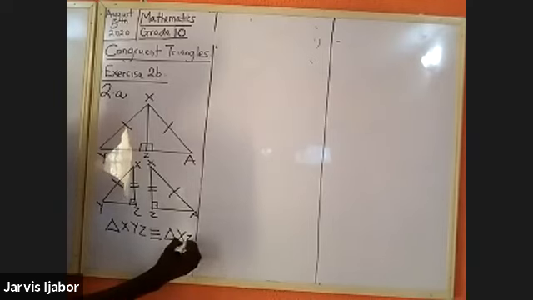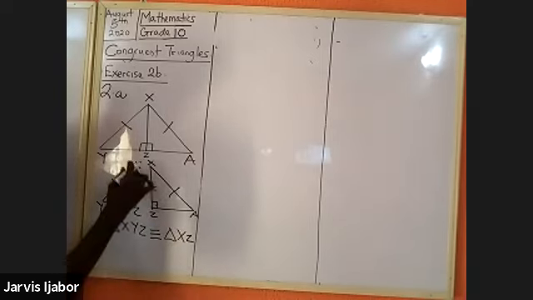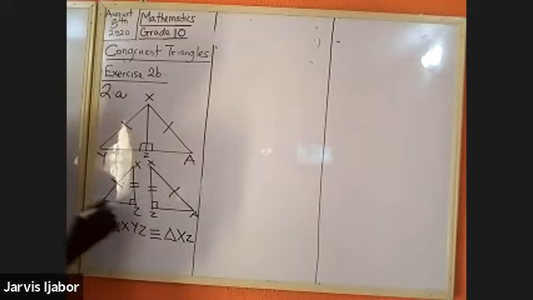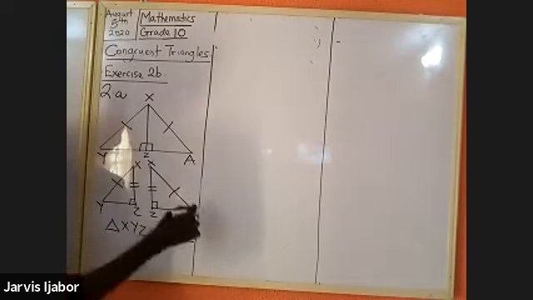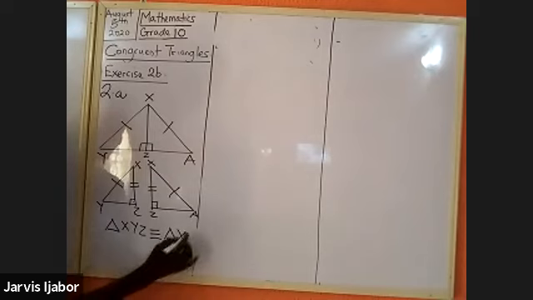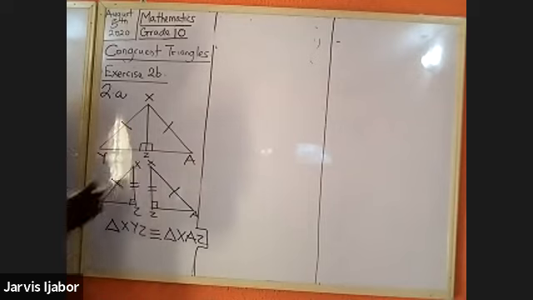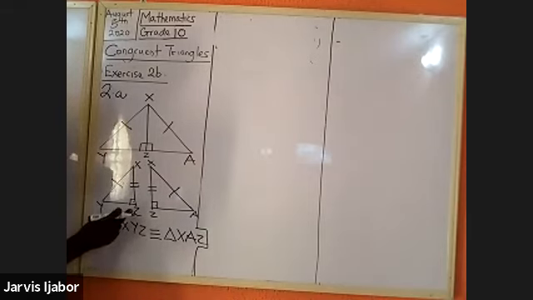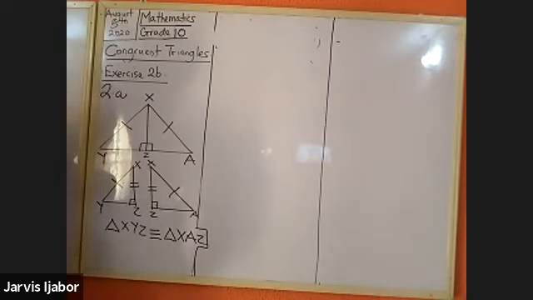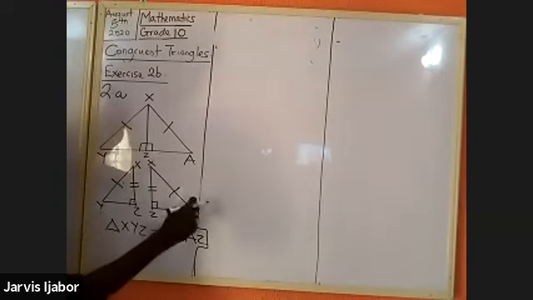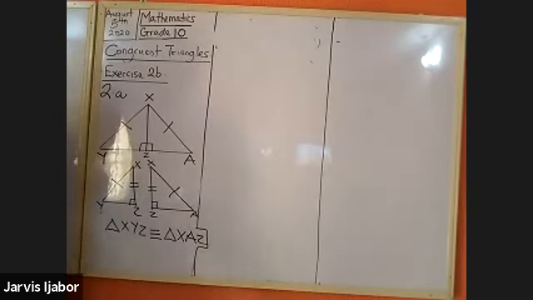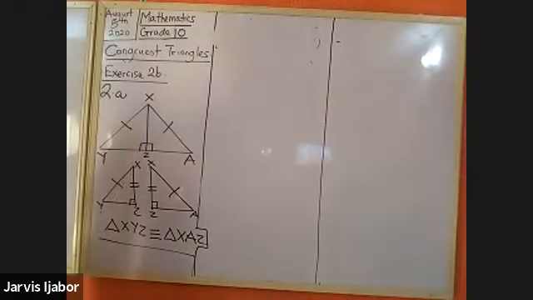X, Y, Z is congruent to X, A, Z. You just follow. The order is very important. X, A, Z. Look at that. See what I've done. X, Y, Z is congruent to X, A, Z. The order is very, very important. Now, this is what question 2A will look like.